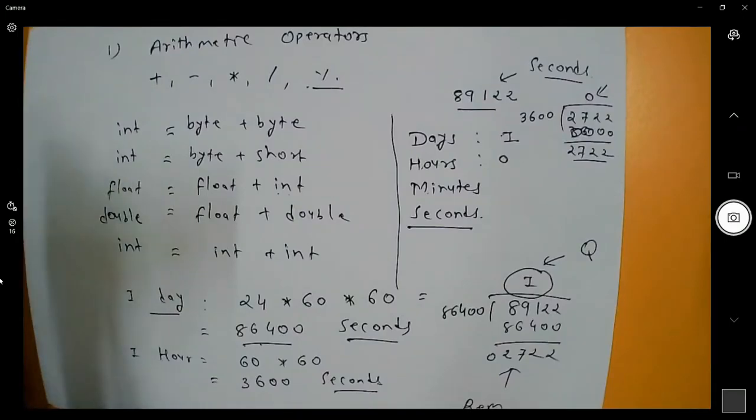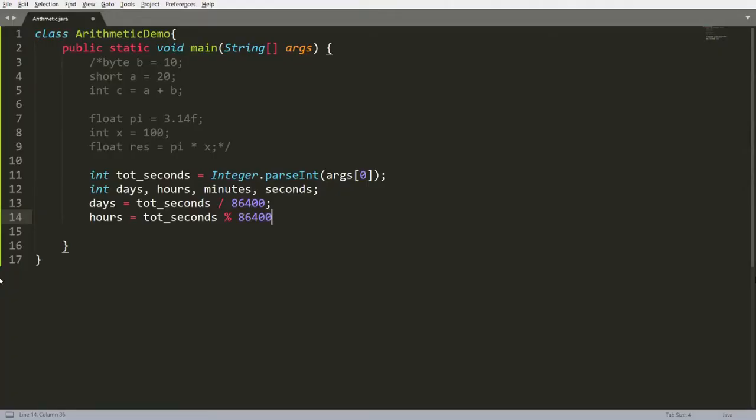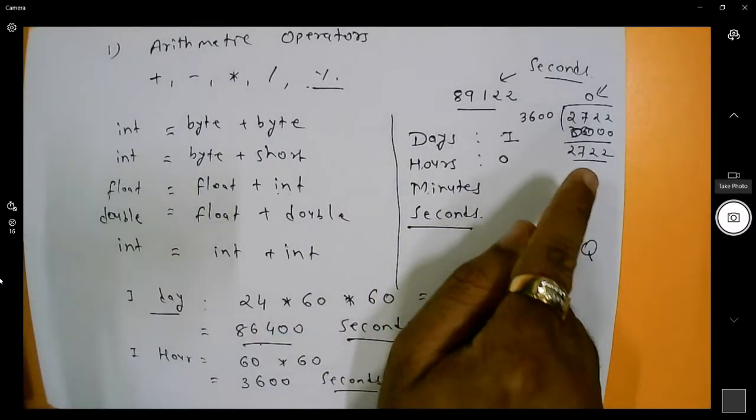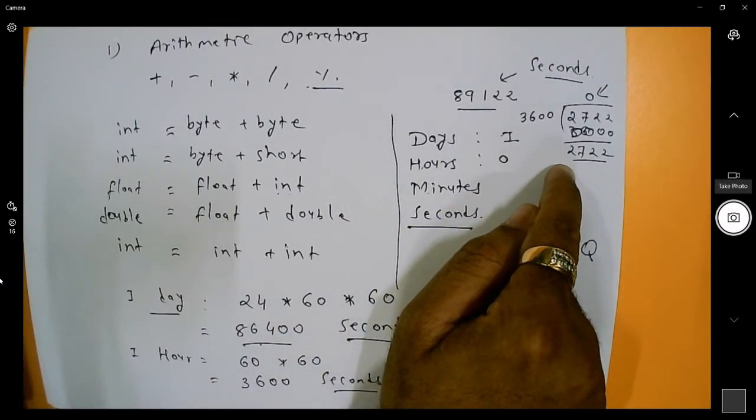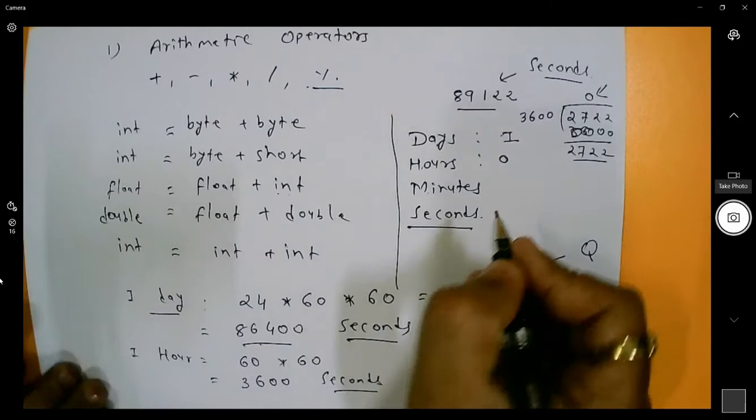So how can we do this? Very simple. You can write here total seconds modulo 86,400 divided by 3600, then you will get the total number of hours. Now I want to calculate the minutes. So based on the value that you have received, that is 2722, how can we calculate the minutes?